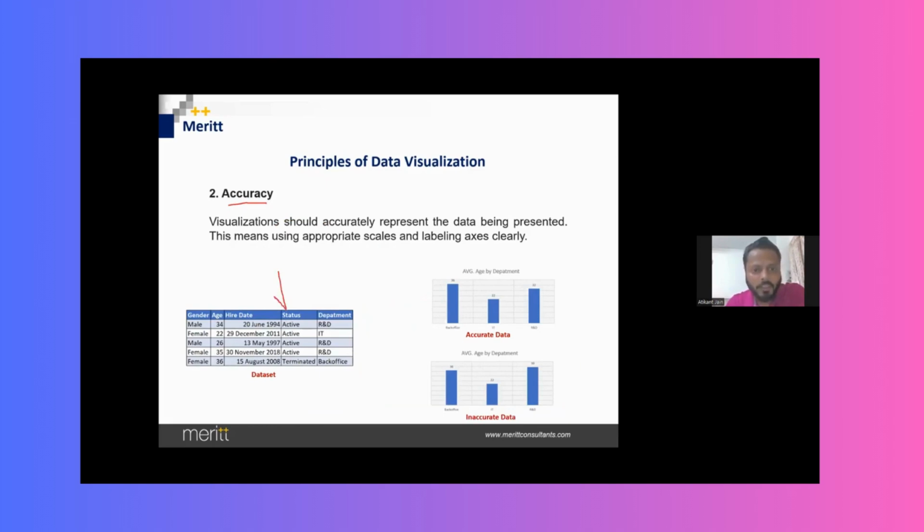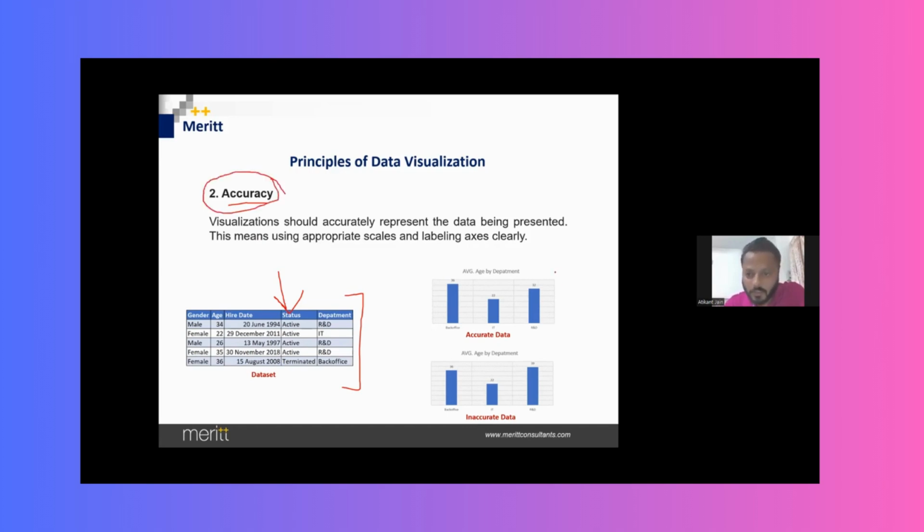Second is accuracy. If you are working on a data set, this is my data set, and we are doing some visualization on it. But if my visualization is very beautiful but does not give me the correct values, then it is of no use and will not be useful for anyone. So it is very important and imperative to work on accuracy.